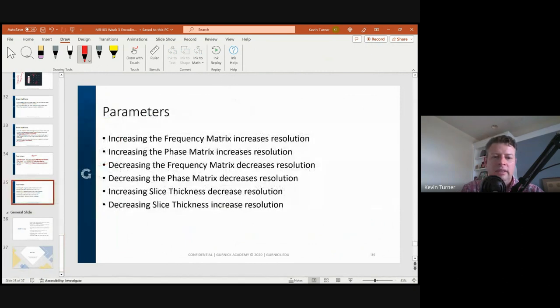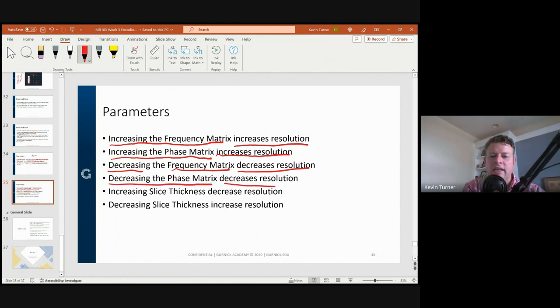Parameters. Increasing the frequency matrix increases resolution. Increasing the phase matrix increases resolution. Decreasing the frequency matrix decreases resolution. Decreasing the phase matrix decreases resolution. Now slice thickness gets a little more confusing simply because a thicker slice gives us worse resolution. So phase matrix goes up, good for resolution. Frequency matrix goes up, good for resolution. But when the slice thickness number goes up, we actually get worse resolution.